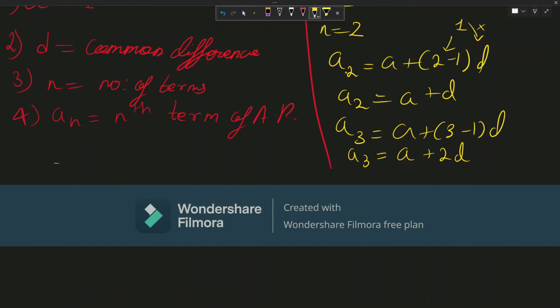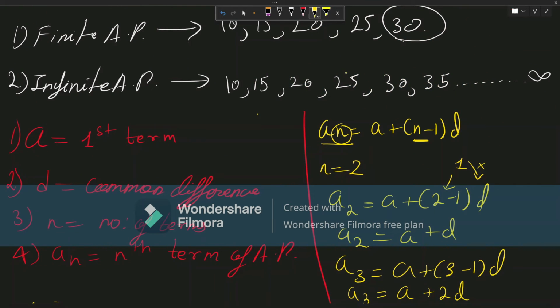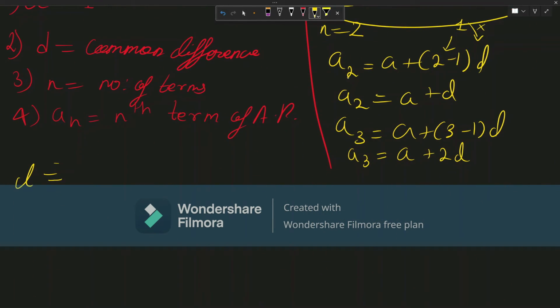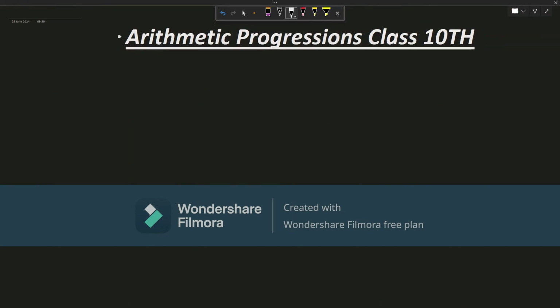And also, if they have given you in the question that the last term of the AP is, let's say, 50, then don't be confused, the last term is the nth term. So this formula that I have written here can also be written as L is equal to a plus n minus 1 d. That's all.